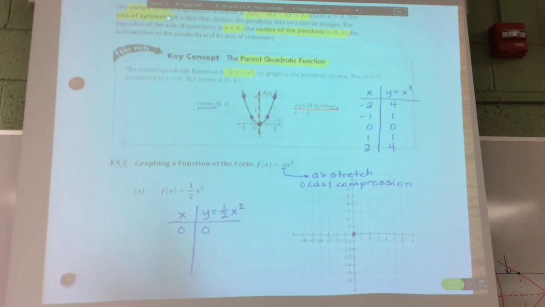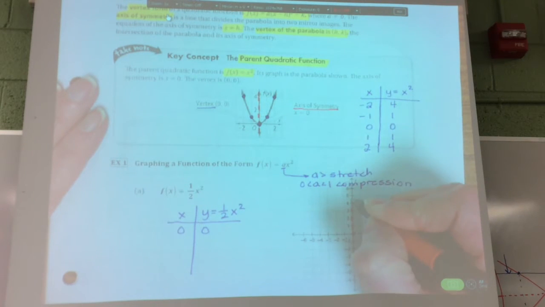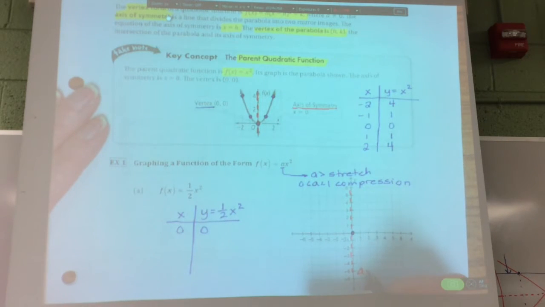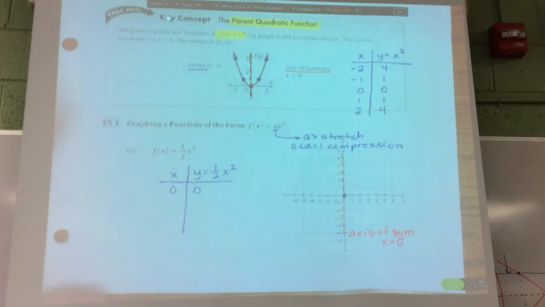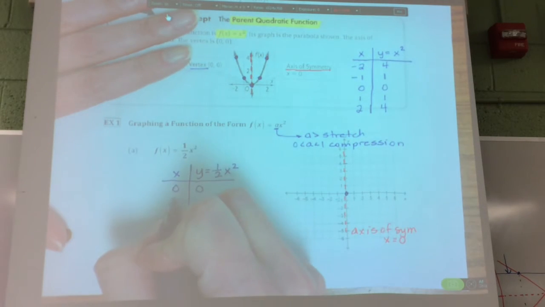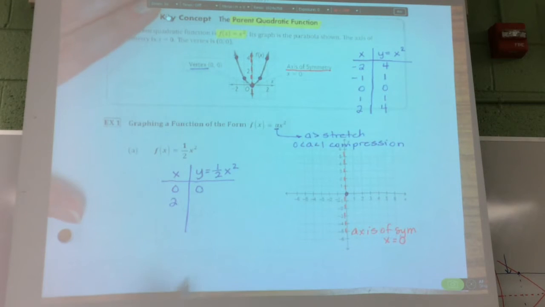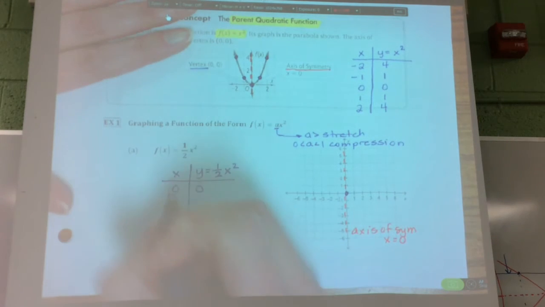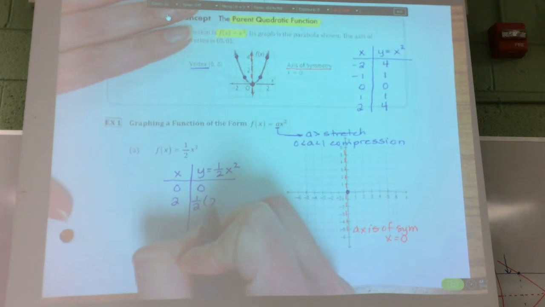But if I can find the points on one side, the points on the other side are mirror images because I'm going to have an axis of symmetry like this. So axis of symmetry, and that is the line x equals 0. All right, I have a fraction, so if I'm doing points, it's nice to put in a 2 instead of a 1 because 2 divides by my denominator 2. So 1/2 times 2 squared, would you agree, equals 2?